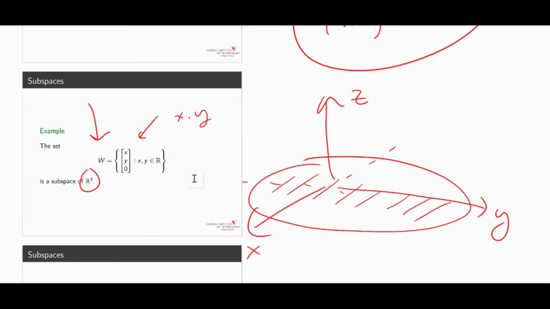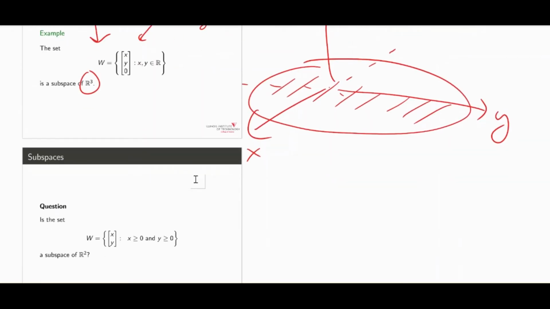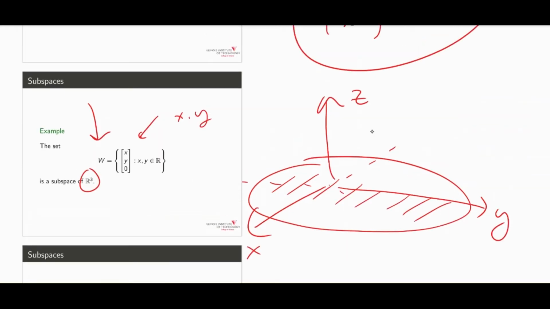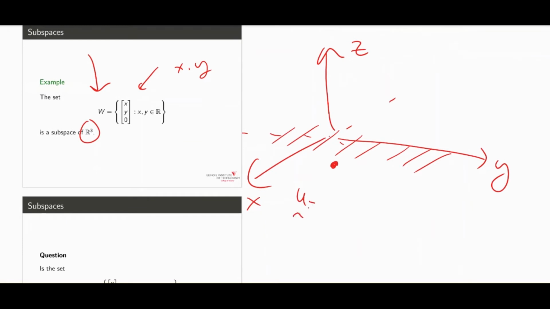And it is sitting inside R3, so we say that this is a subspace of R3. How do we know that? It's actually very easy to verify. If you take an element, let's say you take an element called U, which is U1, U2, 0, and let's say you take an element V, which is V1, V2, and then 0.